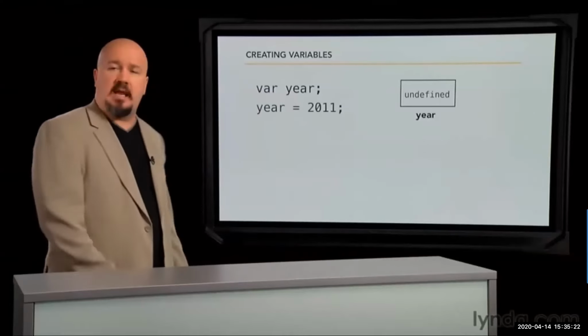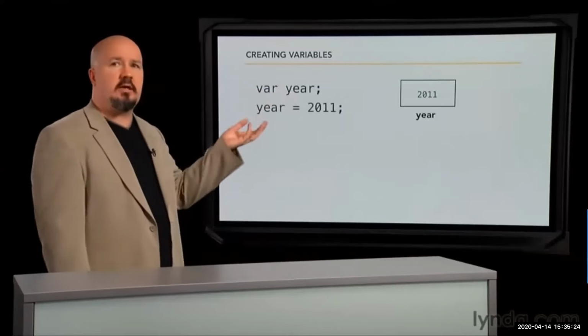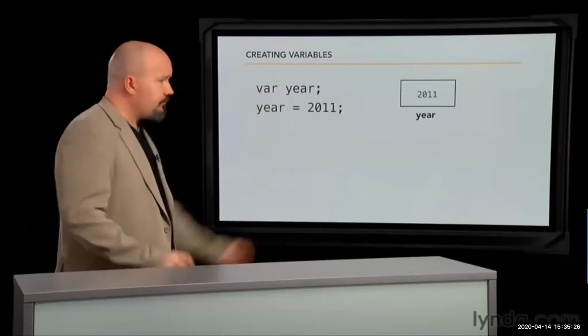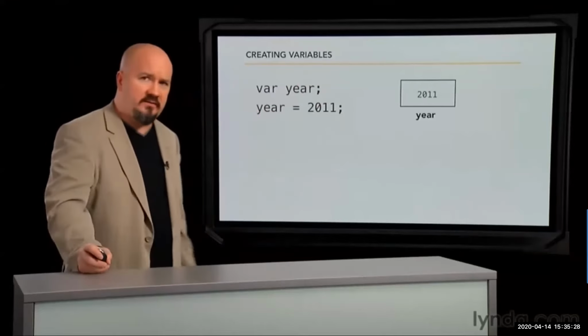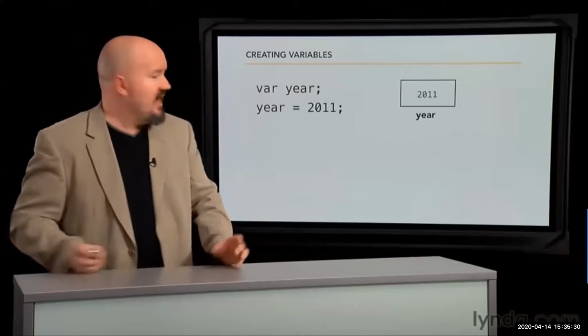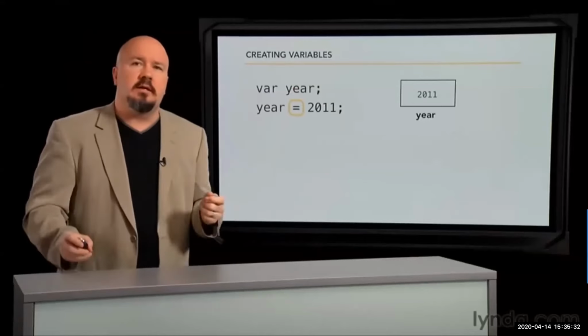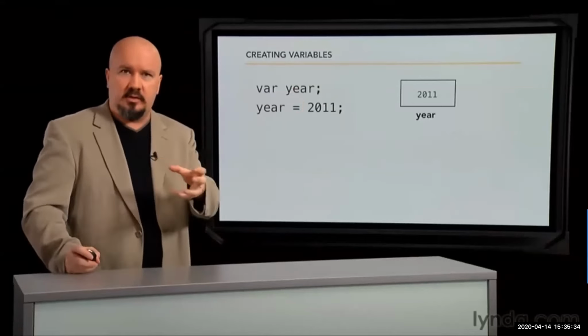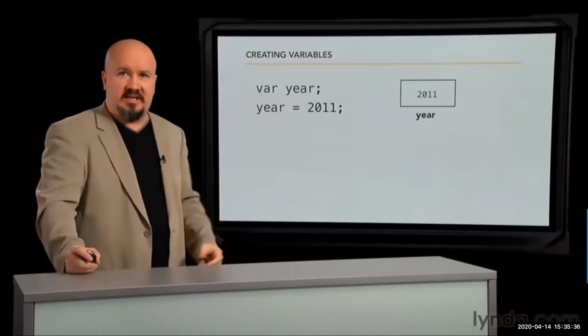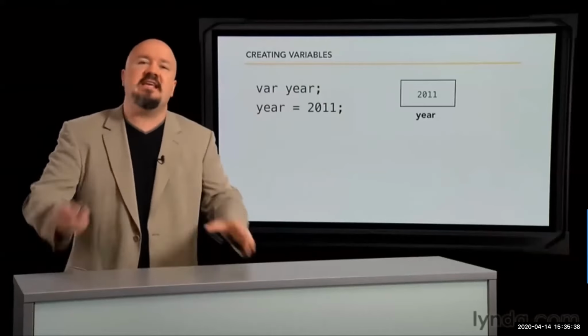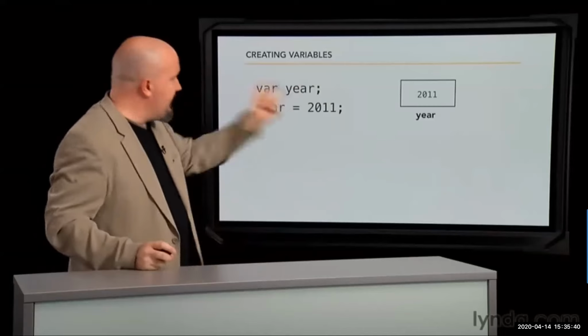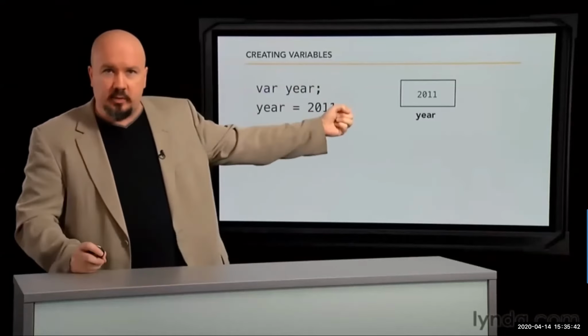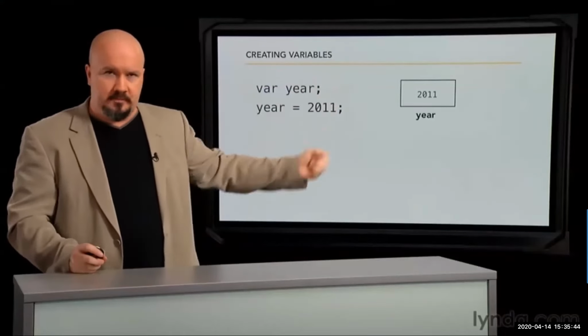We could do that as two statements. I say var year, then year equals 2011, and that puts the value in the variable. Now, very important, the equals sign here is setting the variable to the value 2011. It is not a polite description. It is a command: put the value 2011 in the variable called year.